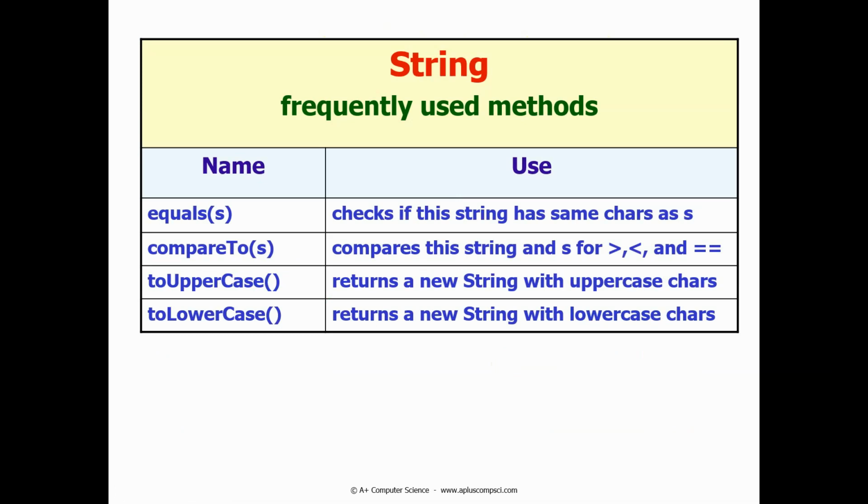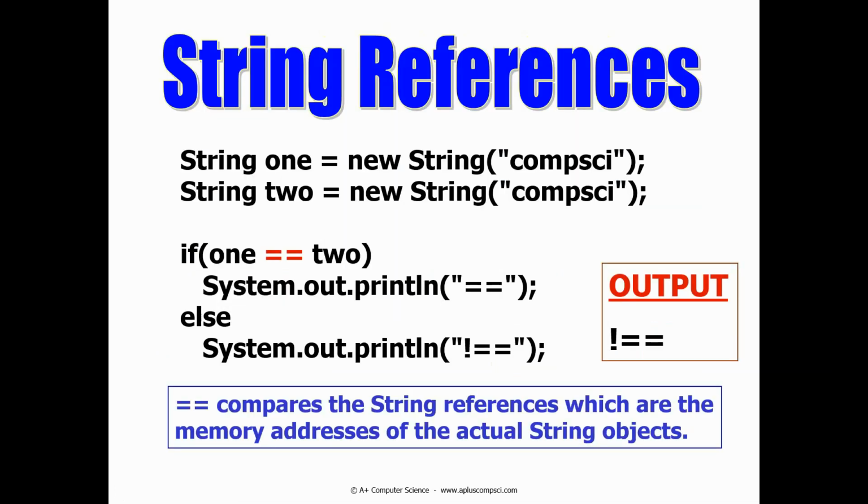A few more methods, and we'll be done. The equals method, and that's what you should use to compare strings, not the equal sign. And then there's a compareTo method, and of course I've already mentioned toUpperCase. So first of all, look at this. I have s1 and s2, these variables storing two different strings. They're different objects that store the same text, comp sci.